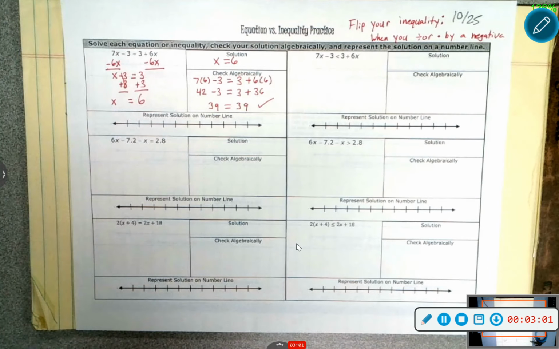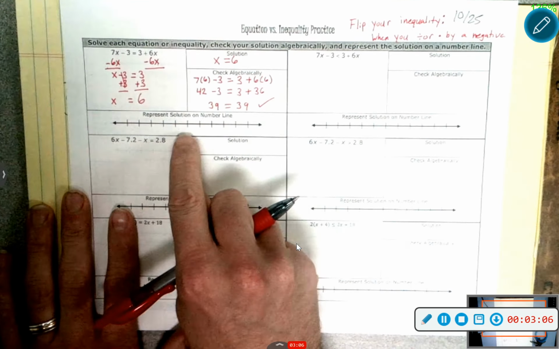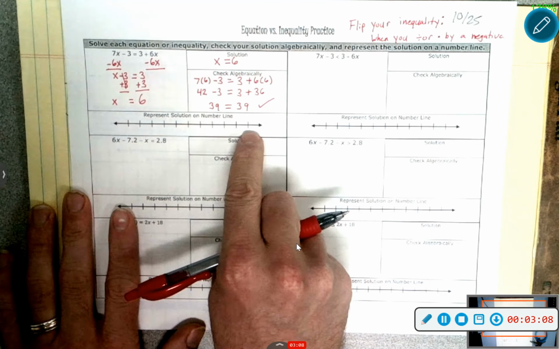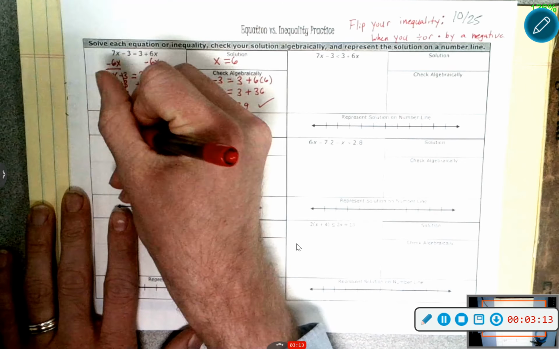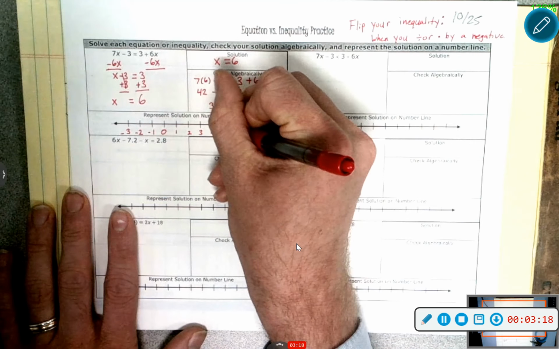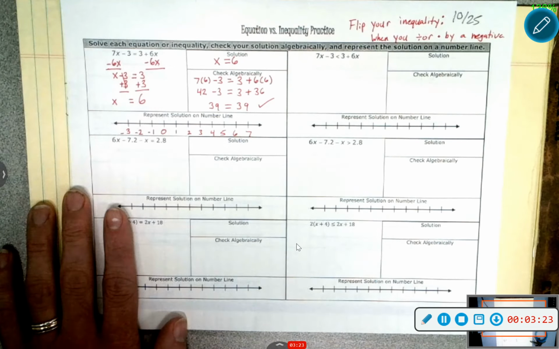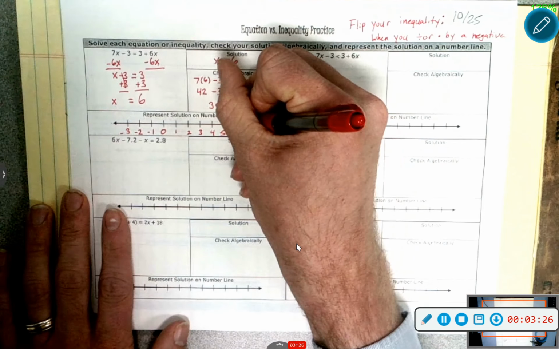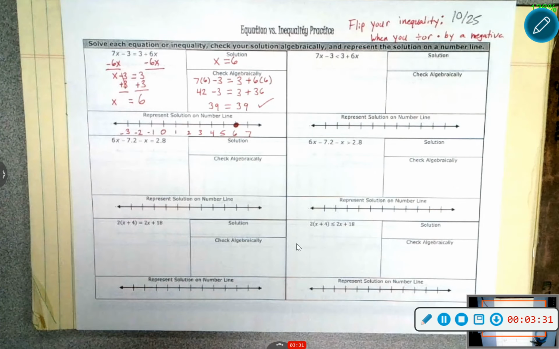We're going to represent that on a number line. I'm going to just randomly number this. Let's see, 0, 1, 2, 3, 4, 5. That won't work, so I'll put 0 here. Negative 1, negative 2, negative 3, 1, 2, 3, 4, 5, 6, 7. My solution is just 6. It's the only possible value that makes this equation true. So I'm going to plug in 6 on the number line. And that is the only way I could represent 6 as a solution on the number line.